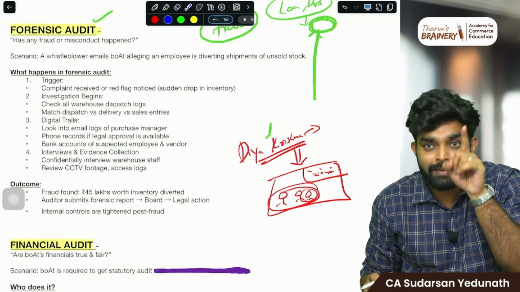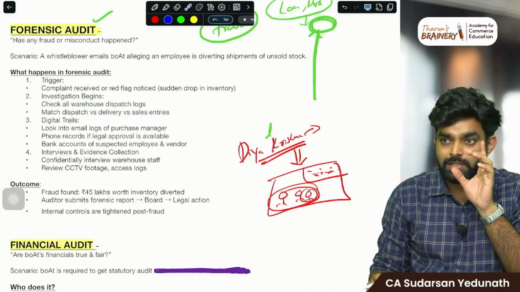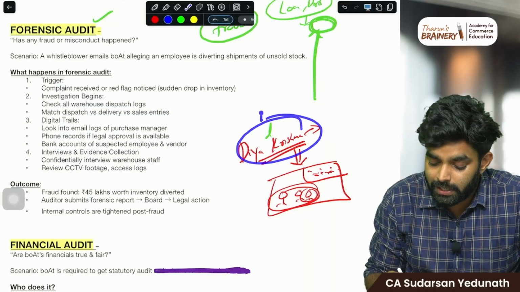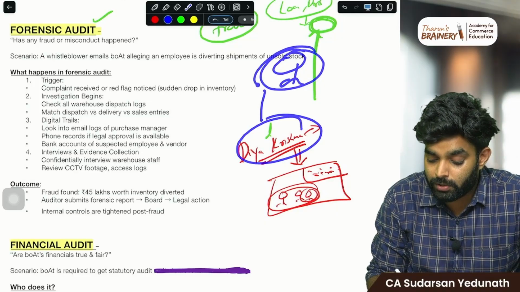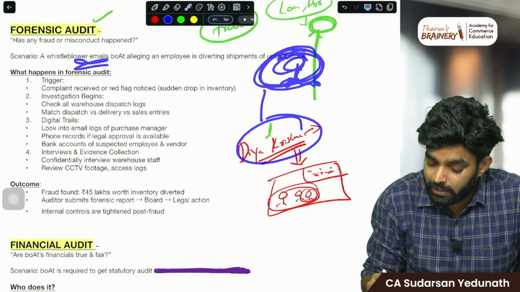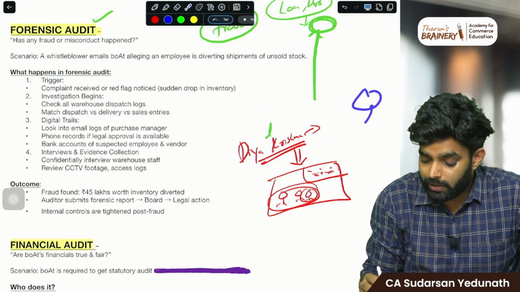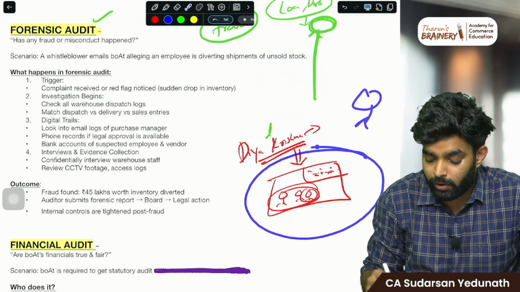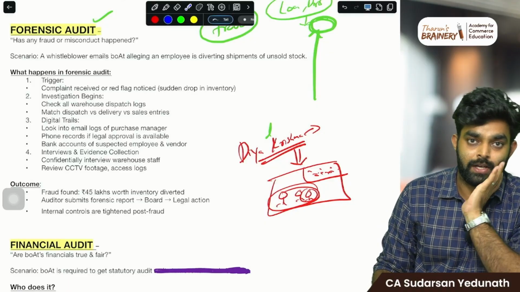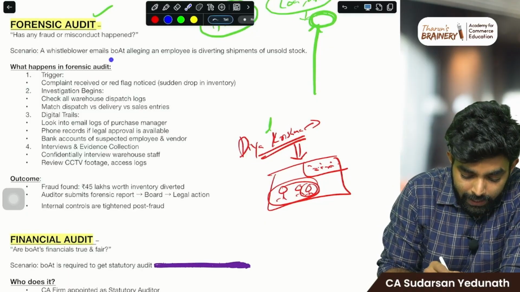She suspected a fraud. She says, oh my God, some fraud has happened. Something is bad. So now Diya Krishna will call a forensic auditor because she is suspecting a fraud. A whistleblower is happening. The forensic auditor will come, audit this fraud area, and identify the fraud. That is forensic audit.